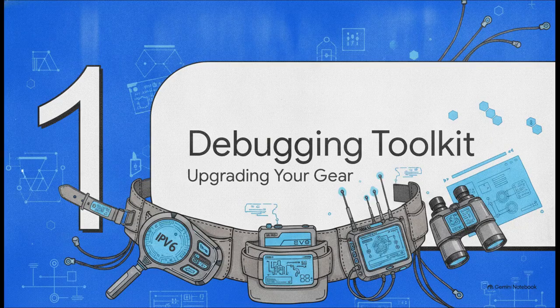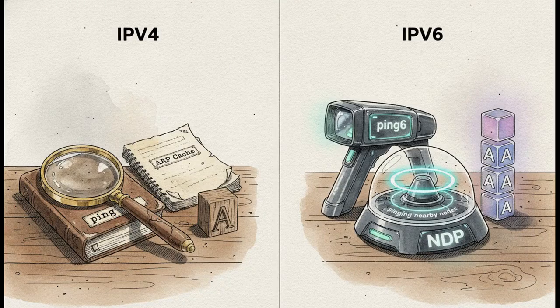All right, let's jump right into part 1, the IPv6 debugging toolkit and upgrading your gear. The good news here, the actual fundamentals of debugging network issues really haven't changed at all. We're just swapping out the tools in our belt for newer versions. You know your trusty ping command? Well, say hello to ping6. That old ARP cache you're used to for mapping IP addresses to MAC addresses, that's completely gone, replaced by a protocol called neighbor discovery. And for DNS, we aren't looking for A records anymore, we are hunting for AAAA or quad A records. Simple enough, right?